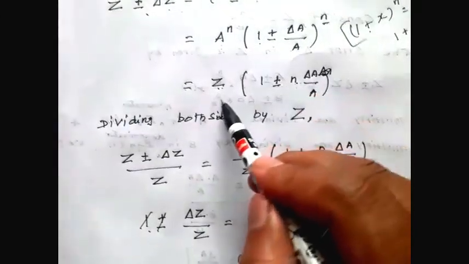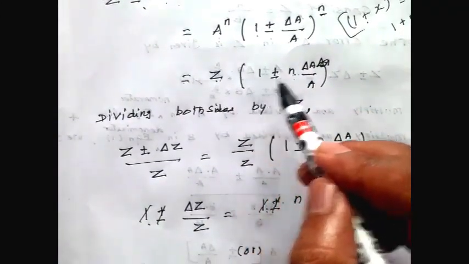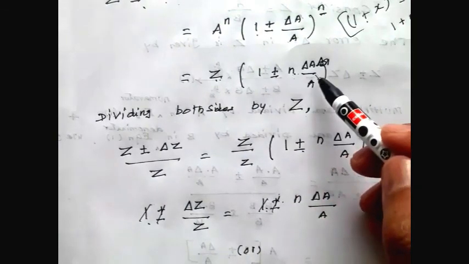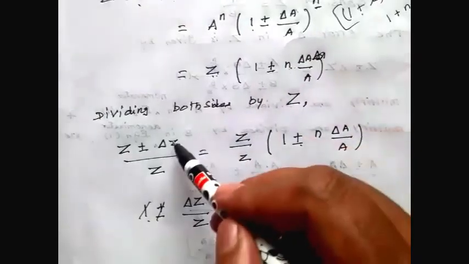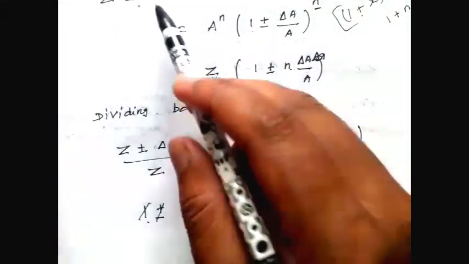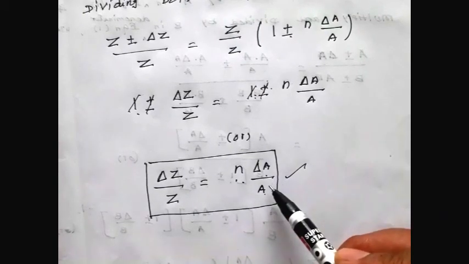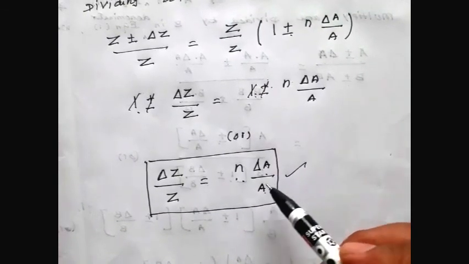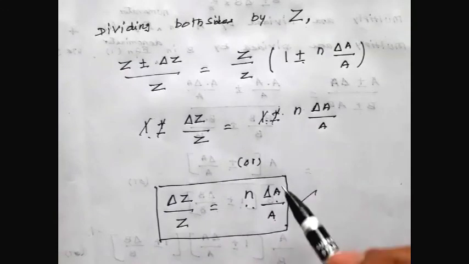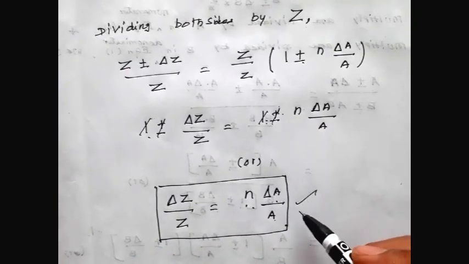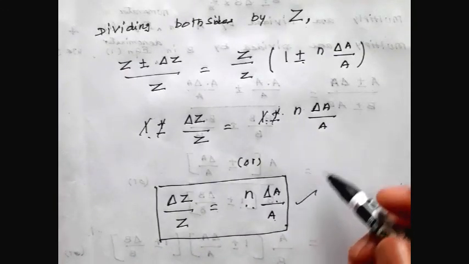Using the binomial theorem we simplify, and we get z into 1 plus or minus n into del a by a. Further simplifying by dividing z on both sides, we finally get del z by z is equal to n into del a by a. This is the formula for error in power of a quantity. Yes students? Okay, that's all.